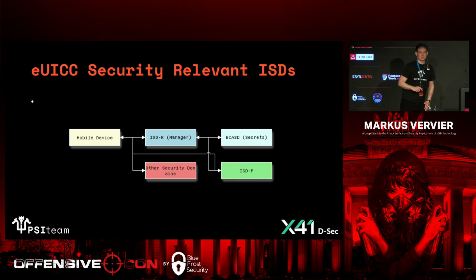On a very abstract level, you have the mobile device, and it talks to the card. On the card, you have a manager, the ISDR domain. Then there's another domain that stores the secret keys and can provide, let's say, encryption and decryption. And then you have some other security domains, and you have the ISDP, which holds the profiles.